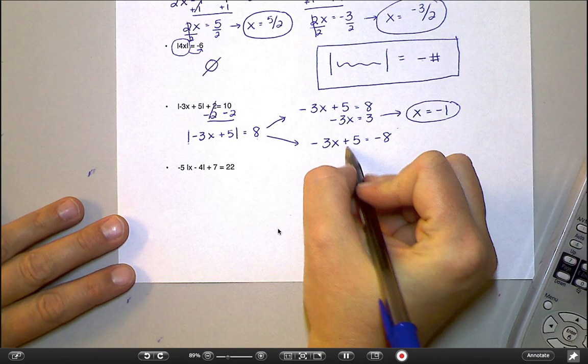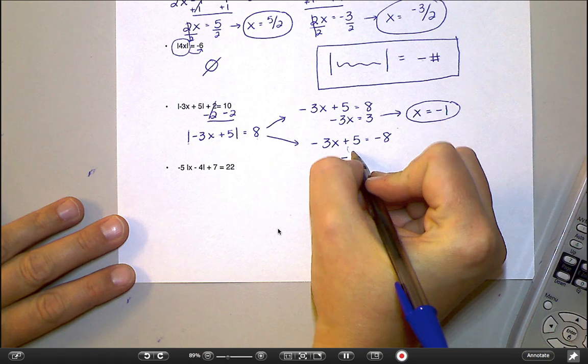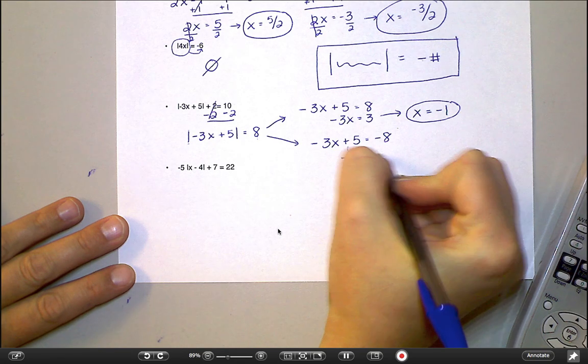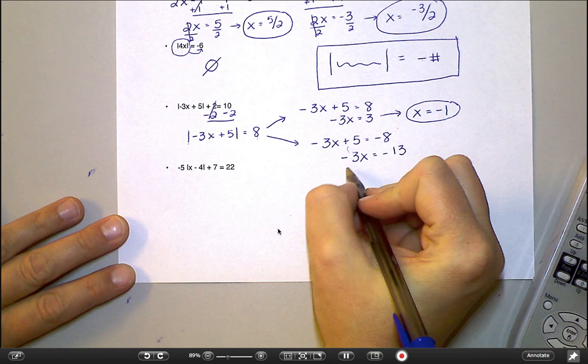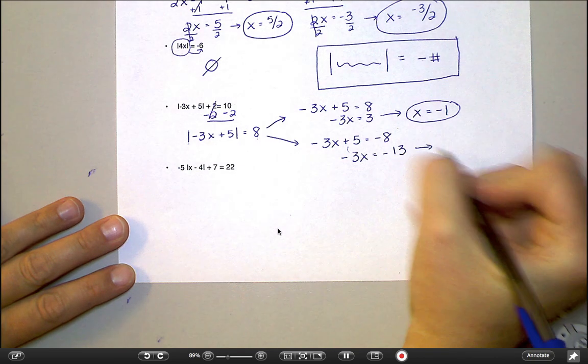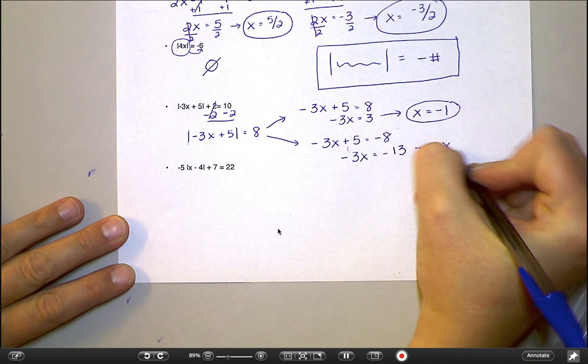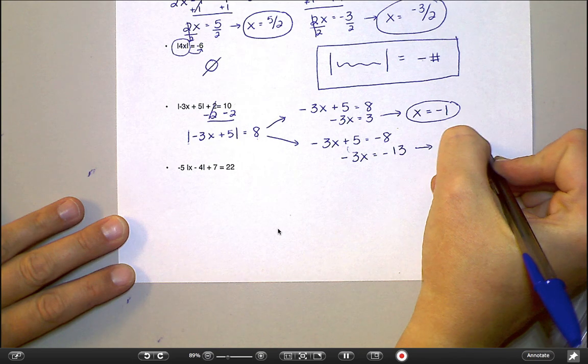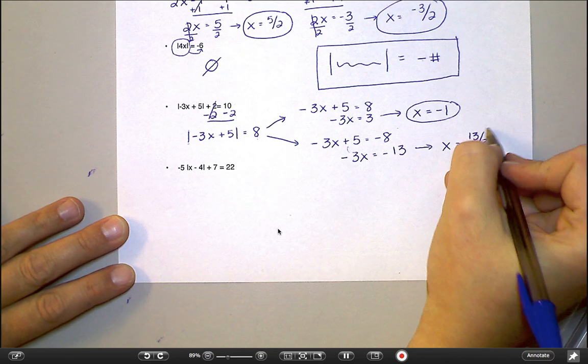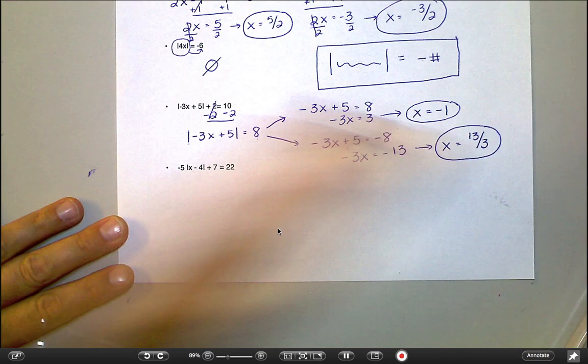And then for my other one, subtract 5 from the other side. So negative 3x equals negative 13. Divide by negative 3. My two negatives are going to drop off there. And I'm going to end up with x equals 13 thirds. Okay.